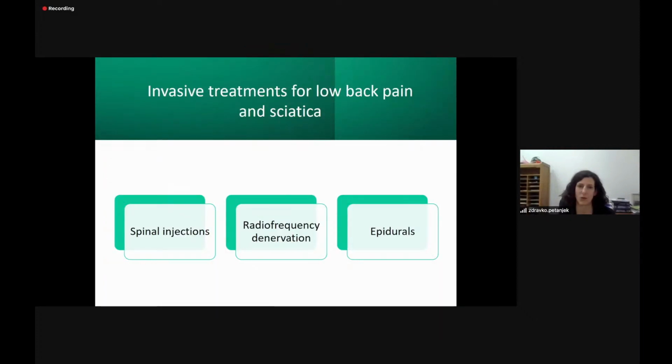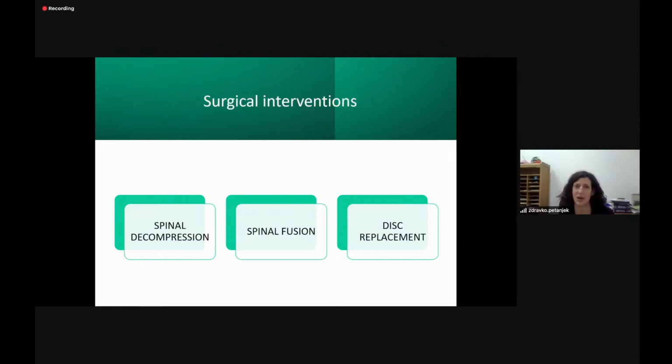And if this all fails, we have more invasive treatment for lower back pain. We can apply some spinal injections. We can do radiofrequency denervation or epidural injections, or we can refer our patient to surgery, to the specialist who can perform spinal decompression or disc replacement, or whatever is indicated in the patient that we can't treat in a conservative way.